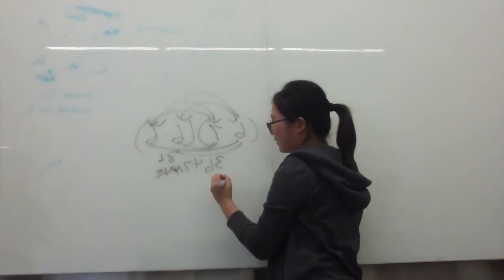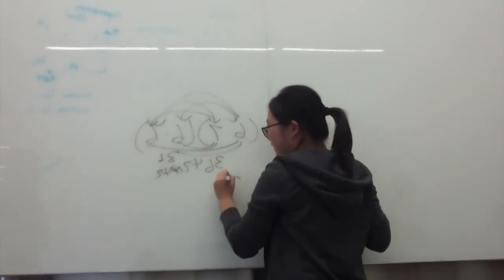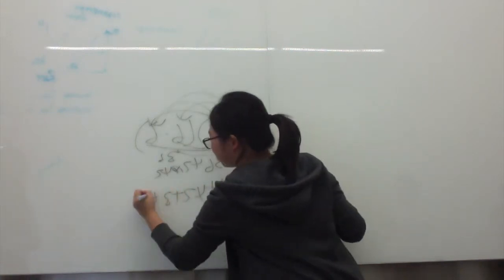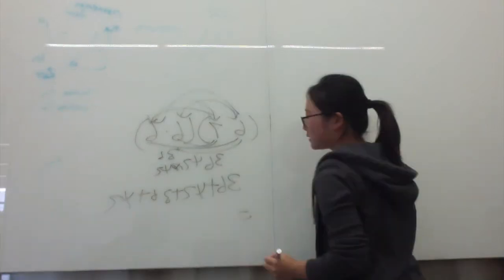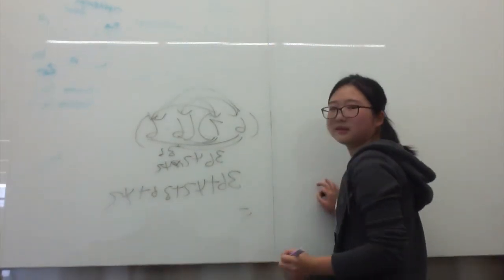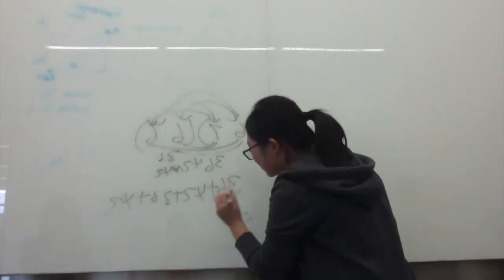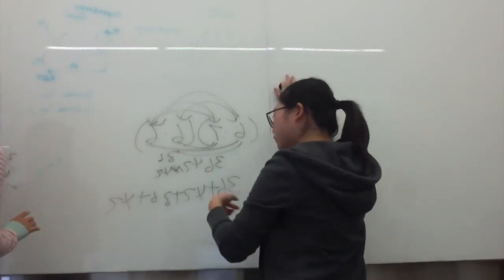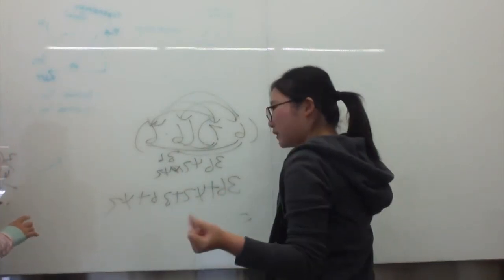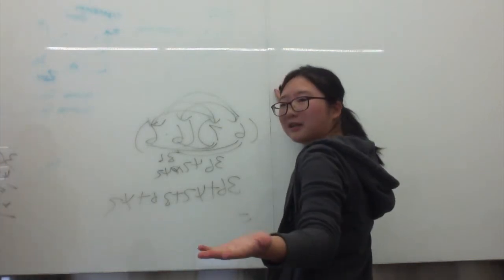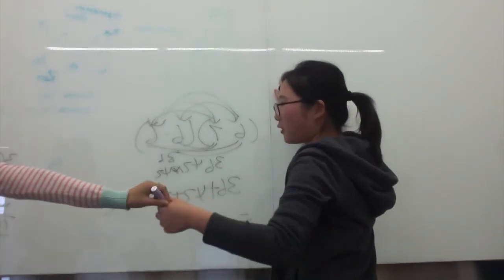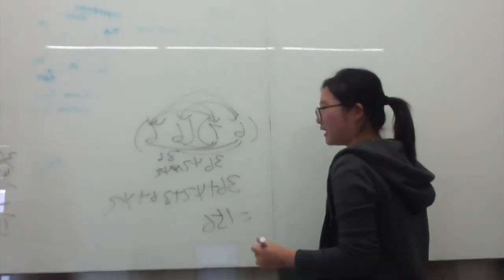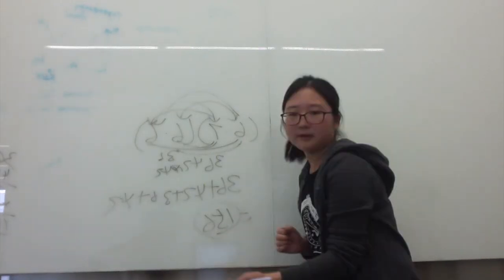Okay, so the equation will be 36 plus 42 plus 36 plus 42 equals... let me see. 42 plus 42 equals 100... 156. Final answer. And the next one.